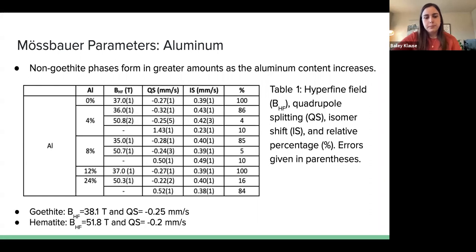And once we start to increase the aluminum substitution in our samples, we start to make more and more of these non-goethite phases. Once you get all the way down to the 24% aluminum sample, we aren't making any goethite at all. We're just making hematite and then mostly this superparamagnetic phase, which again is basically saying that when we increase the amount of aluminum in the system, we are decreasing the particle size.